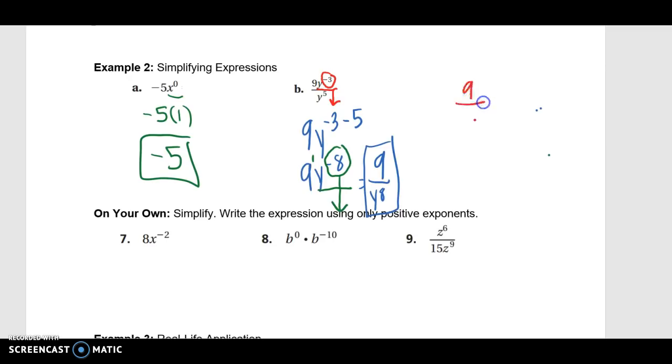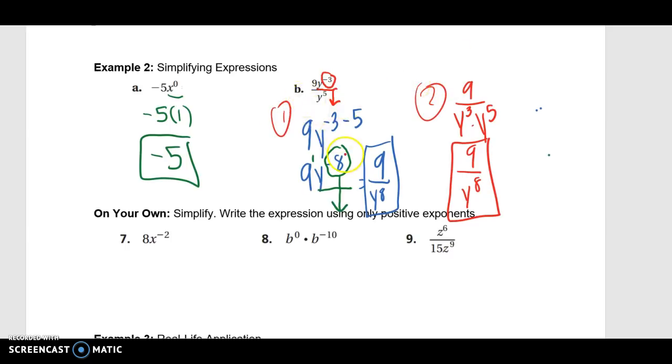The 9 would stay put, and you're left with y to the 3rd, y to the 5th. I know whenever I'm multiplying, I add the exponents, so I'm left with 9 over y to the 8th. So you still end up with the same answer, it's just which step you do first. So pick the way you like better, either method 1 or method 2, you'll still get the same answer.